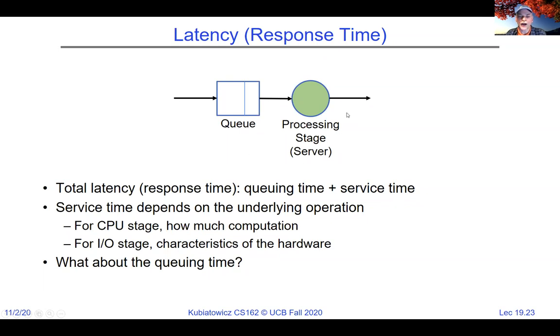If this is a CPU stage, it could depend on how much computation is involved. If it's an IO stage, it could depend on the characteristics of the hardware. If it's a disk, it could depend on the seek time plus rotational latency plus the bandwidth coming off the disk. There are many different types of servers we could worry about here, and they're all roughly equivalent to this model. What about the queuing time? We still haven't figured out how long things are in the queue.